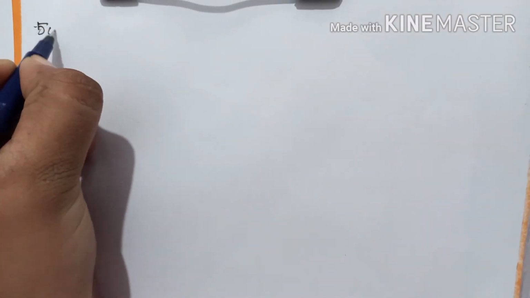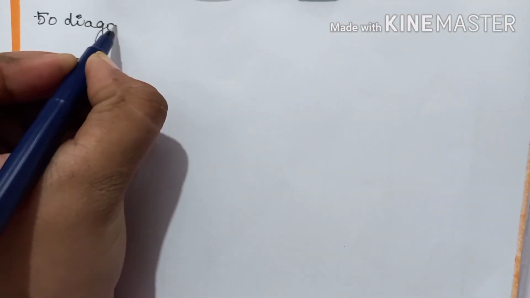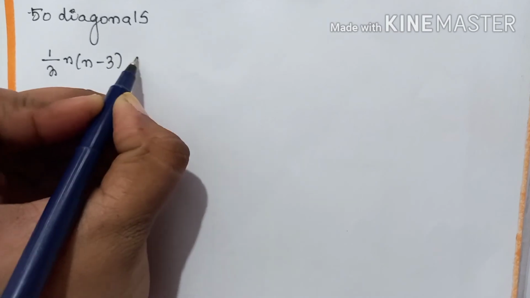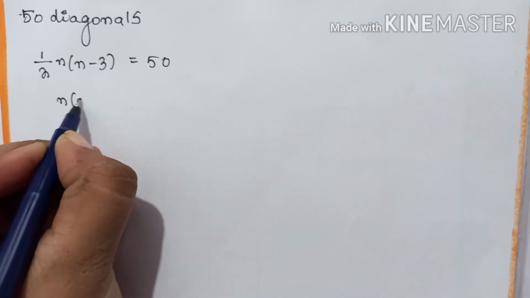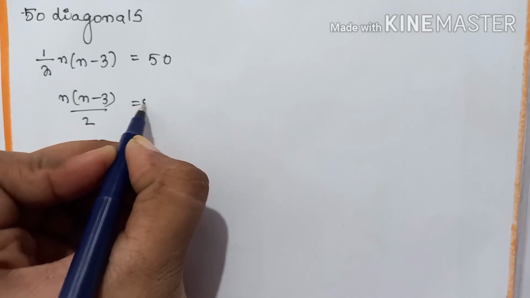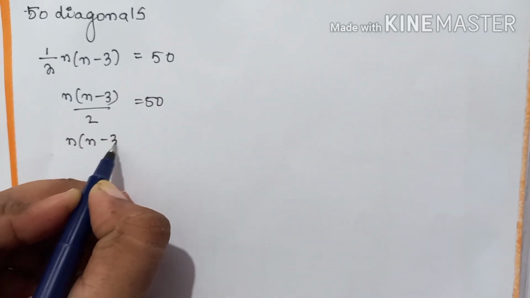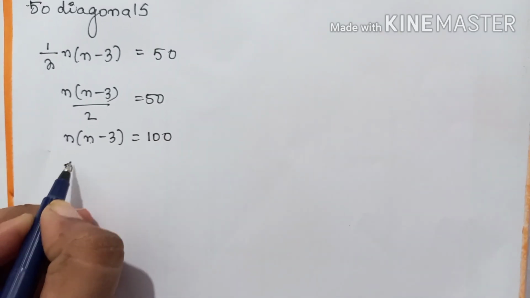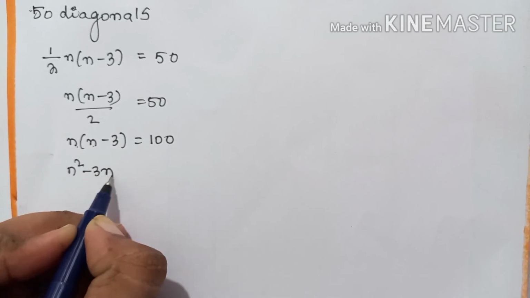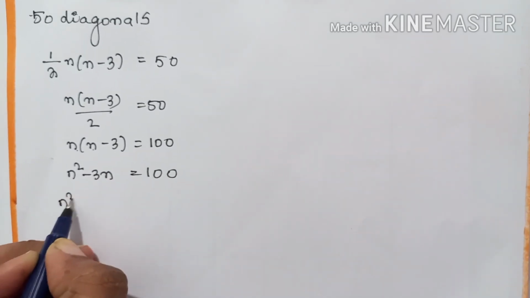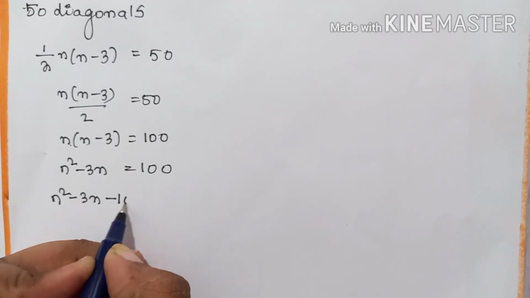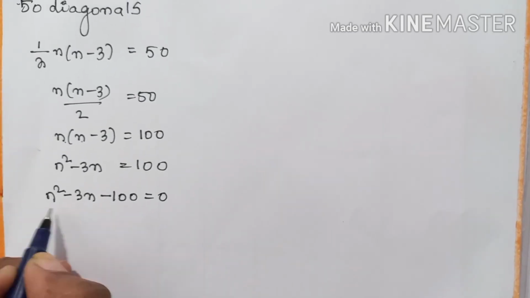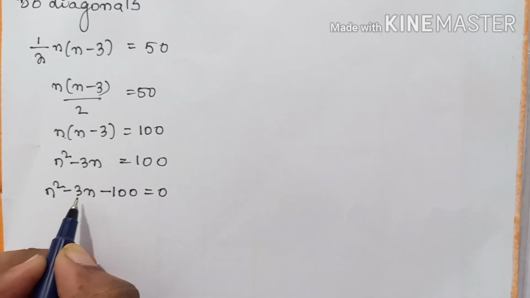Now check for the 50 diagonals. So half into n into n minus 3 equals 50. In the same way, n into n minus 3 by 2 equals 50, and n into n minus 3 equals 2 into 50, which is 100. n into n is n square, n into minus 3 is minus 3n, equals 100, and n square minus 3n minus 100 equals 0. Here we cannot use the middle term splitting because we are not going to get any suitable factors of minus 3 or 100.